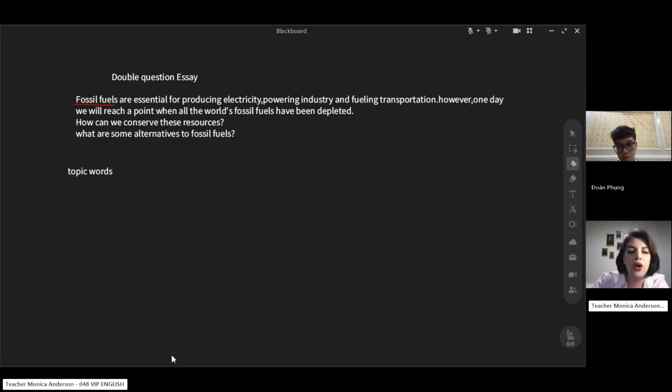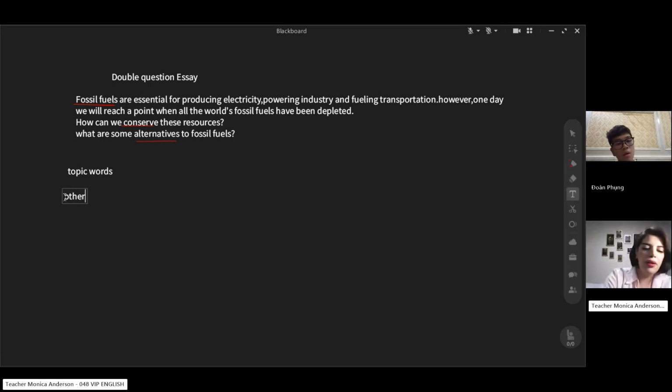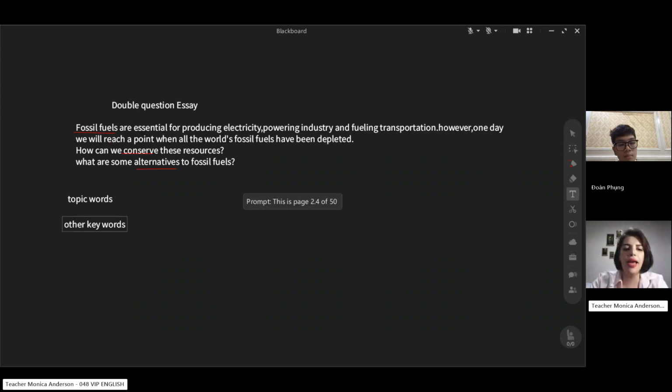Now, other keywords. Let's have a look at the two questions. Conserve, alternatives, because we need to answer these two questions, so they are other keywords. And the last one, instruction words.